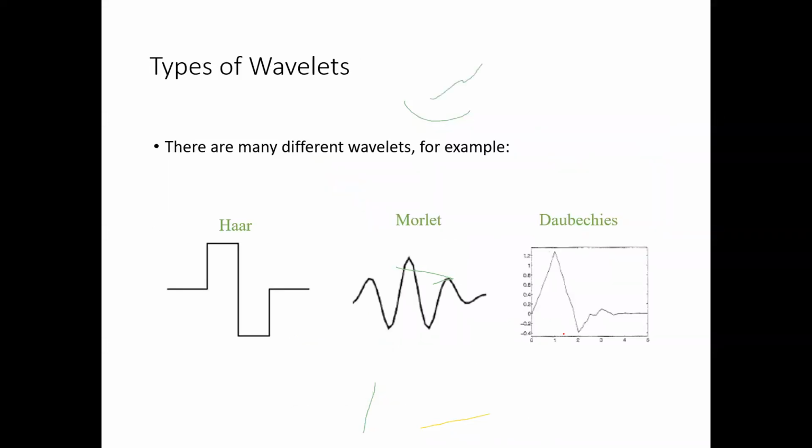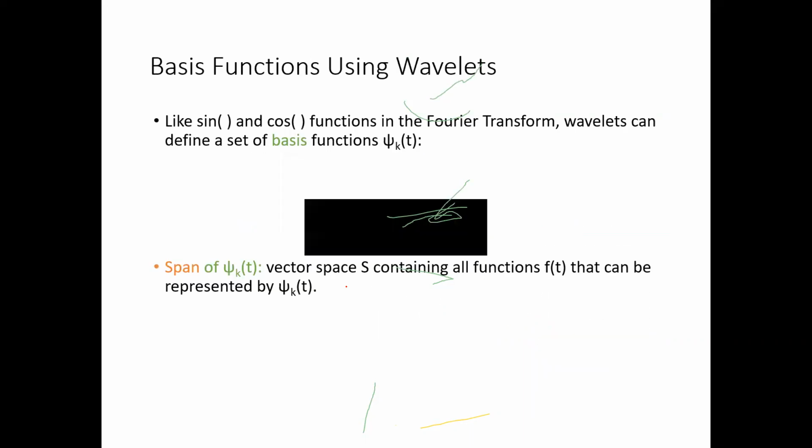There are many different types of wavelets. For example, the Haar wavelet, Morlet and Daubechies. So these are 3 kinds of wavelets, and we may use some basis functions for the wavelets.